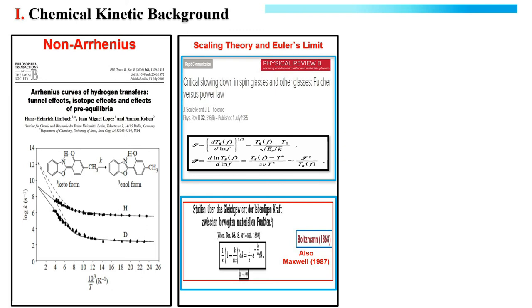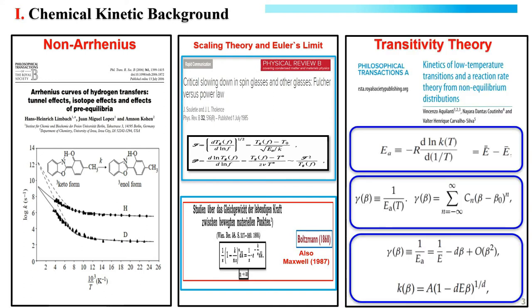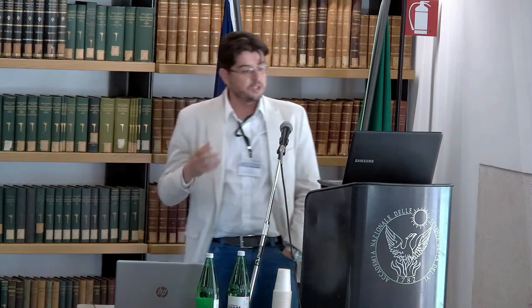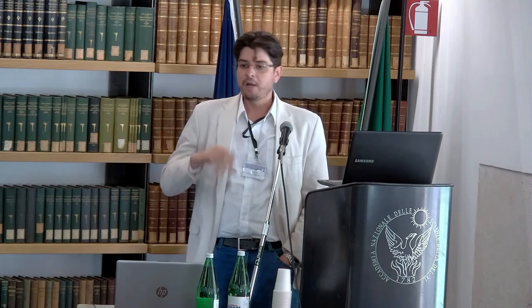And to confront this problem, we were inspired by some points, specifically scaling theory, in a work of Souletie, where scaling parameters in spin glass are connected with activation energy and chemical kinetics. Another important concept is the Euler limit, used in a preliminary step to obtain a probability distribution in Boltzmann's seminal work, also used by Maxwell in a similar work. And with this information, we proposed a specific scaling parameter, the inverse of the activation energy. With this parameter, it is possible to simplify and linearize anomalous problems.